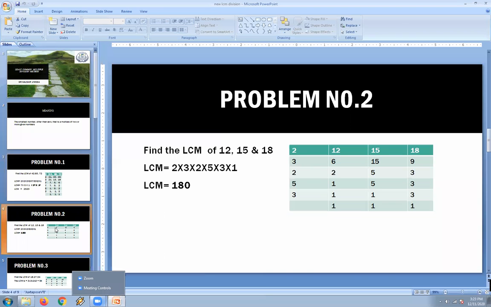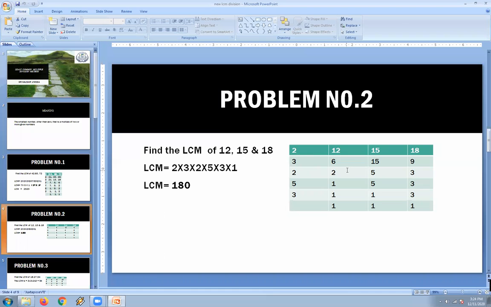See the second question they have given. Find the LCM of 12, 15 and 18. Now we have written here 12, 15 and 18. Let us go from the smallest number itself. Looking at 12, 15 and 18, only 12 and 18 can be divided by 2, but not 15. But we can retain this 15 as it is in the second step.